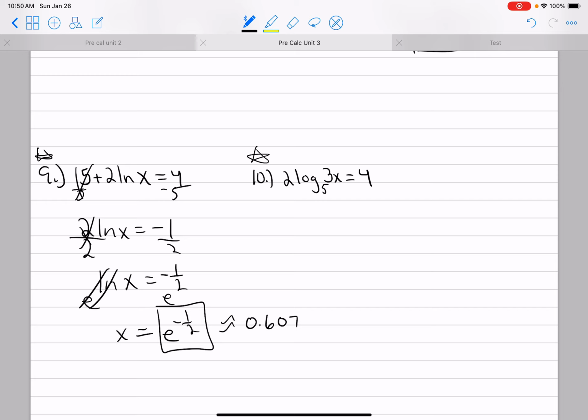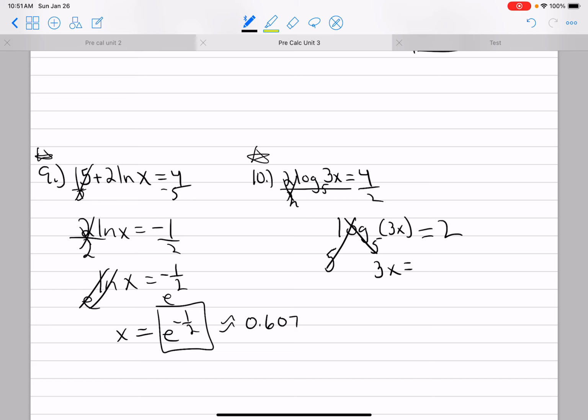Last one. Okay, let's start to solve this. Let's divide by 2, trying to get x by itself. So we end up with log base 5 of (3x) equals 2. I have to get rid of a log base 5, so I have to exponentiate to the 5th power. Make the base 5, those cancel.